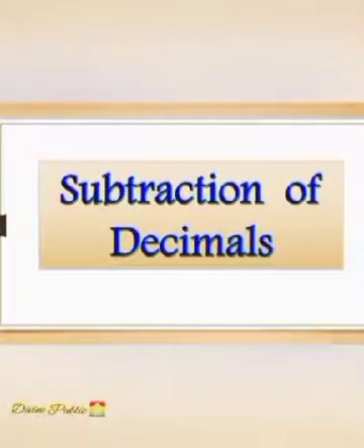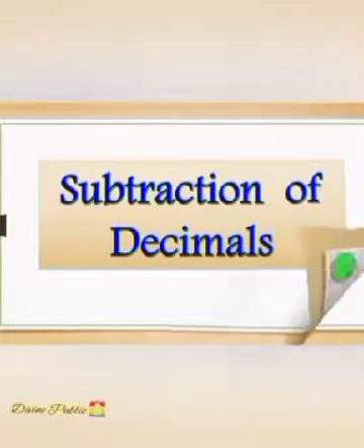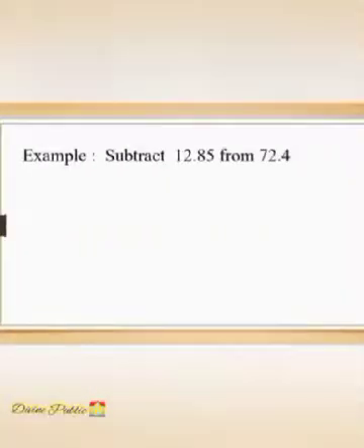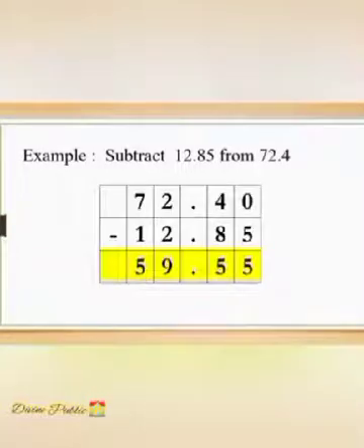Subtraction of decimals. Dear students, let us see how we will solve the subtraction. Subtract 12.85 from 72.4. Again, we will arrange the numbers in a column, with the decimal part and the whole number part separately. After subtracting, we will get 55, and we can take the borrow from the whole number part. So finally we will get our answer, 59.55.